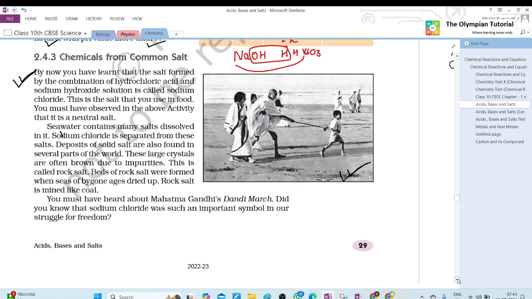And how can we get sodium chloride, NaCl, from seawater? It contains many salts, not only sodium chloride, many salts dissolved in it, but sodium chloride is separated from these salts. Deposits of solid salt are also found in several parts of the world. These large crystals are often brown due to impurities. This is called rock salt. And beds of rock salt were formed when seas of bygone ages dried up.